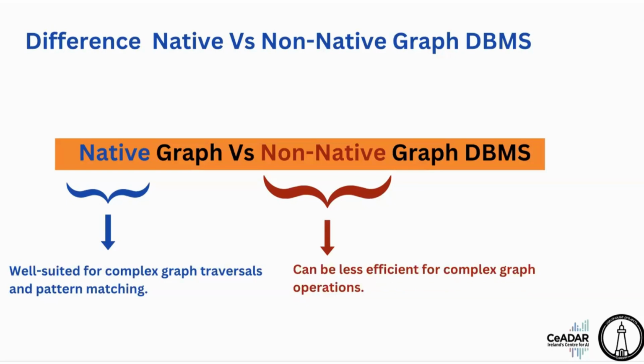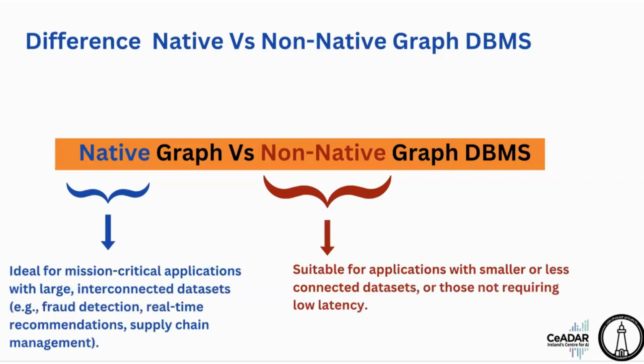Native graph databases are very suitable for pattern matching, whereas non-native RDBMS are much less efficient for graph database operations. Native graph DBMS are useful in fraud detection, recommendation systems, biological management systems, recommender engines, and supply chain management. Non-native ones can be used, but the latency is high, and they require a smaller amount of datasets to connect.